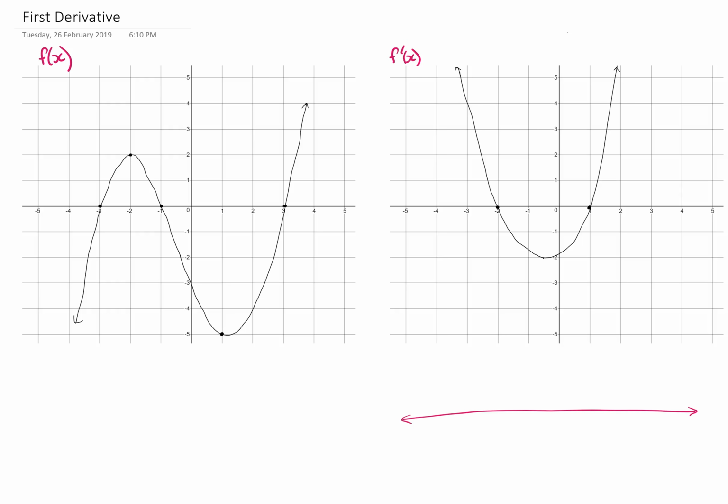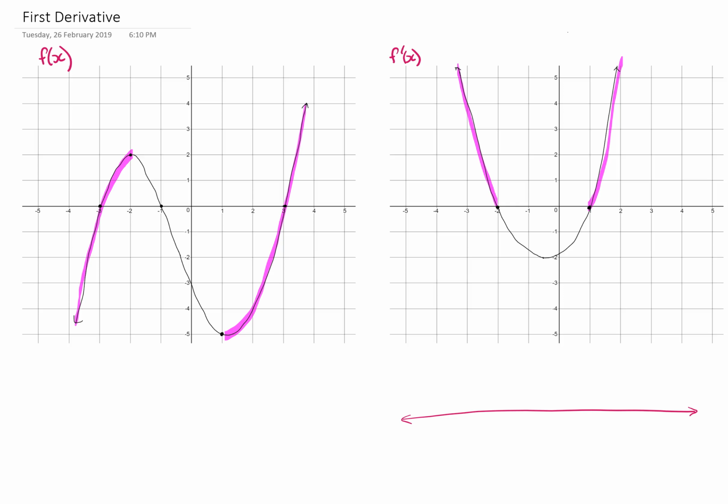Alright, let's have a look at a function and its derivative. So if we have a look at f of x, up until -2, the graph is said to be increasing. This aligns with the derivative where the graph is positive. As well, after 1, the graph is increasing, and this is also positive on the derivative. So those two sections line up.